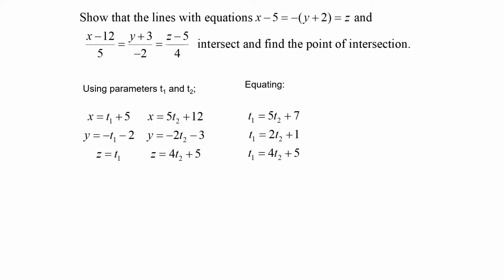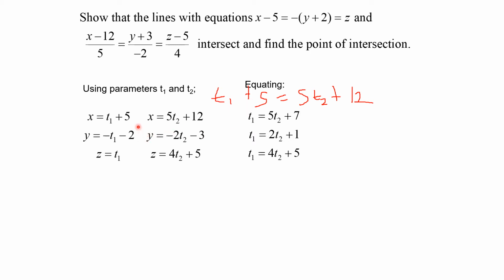So if you want to equate our x in this case, t1 plus 5 equals 5t2 plus 12. So both the x are equal. When you rearrange, you should get t1 in terms of t2. By rearranging this equation, you will get t1 equals 5t2 plus 12 minus 5, which equals 7. So you will get t1 in terms of t2.